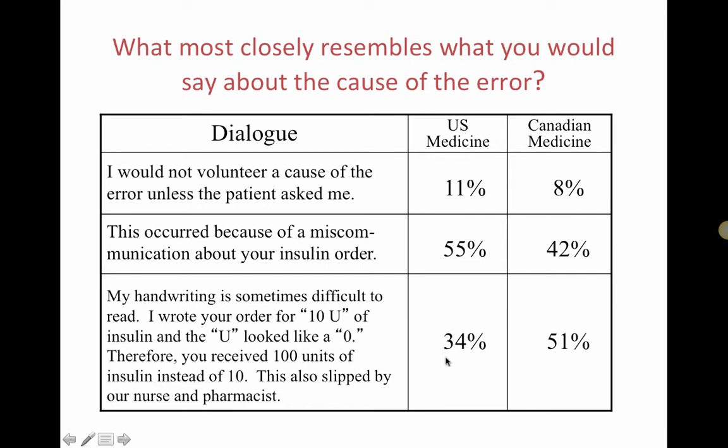And 34% would say, my handwriting is sometimes difficult to read. I wrote your order for 10 units of insulin and the U looked like a 0. Therefore you received 100 units of insulin instead of 10. This also slipped by our nurse and pharmacist.